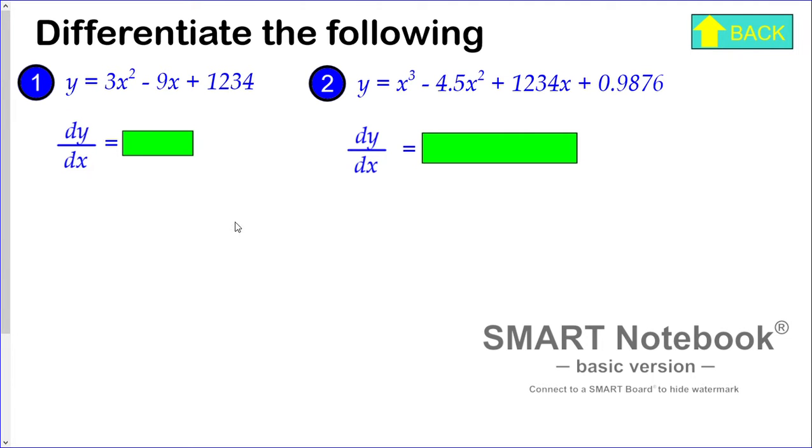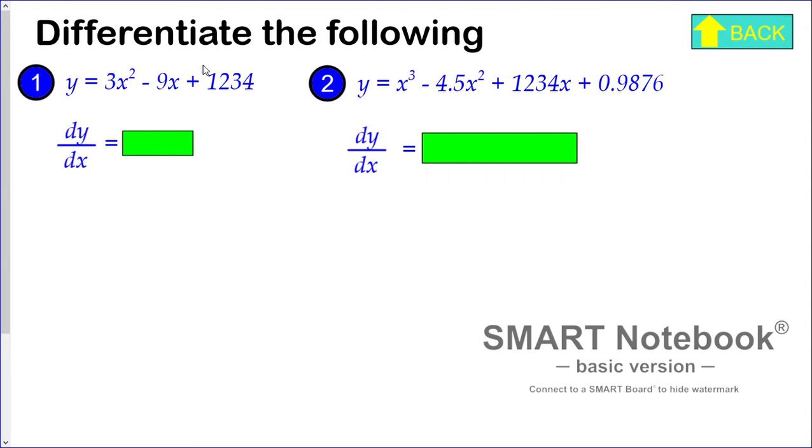In order to find turning points, you need to be able to differentiate. So, let's differentiate the following. For number 1, we have y equals 3x squared minus 9x plus 1,234. To differentiate, you bring down the exponent and multiply out front. So 2 times 3 is 6. And then take away 1 from the exponent, okay, which results in 6x. When you have 1 as your exponent, you simply bring down the coefficient of x.